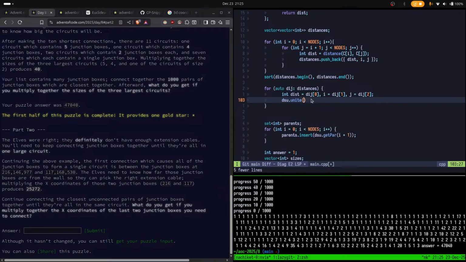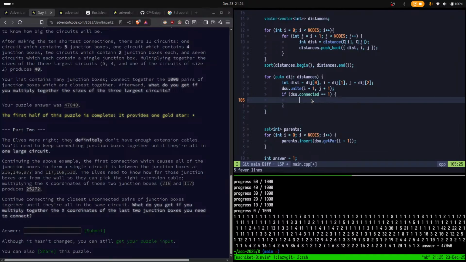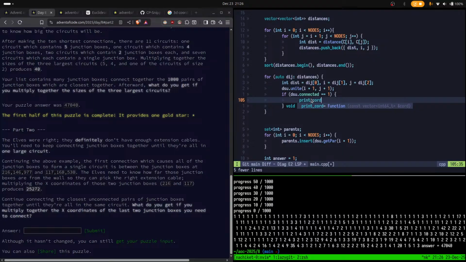unite i and j. So this should be 1-based, so i plus 1, j plus 1. If DSU dot connected is 1, then I need to find out what were those coordinates. Already have a helper function for that. Print coordinates. It was ci and cj.